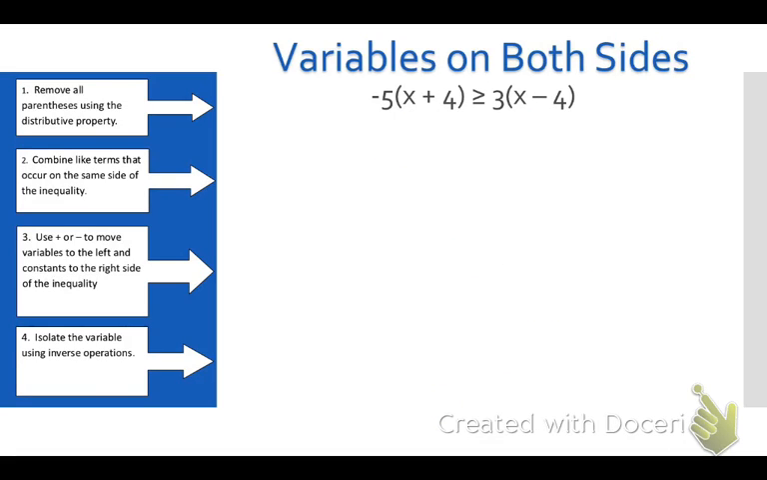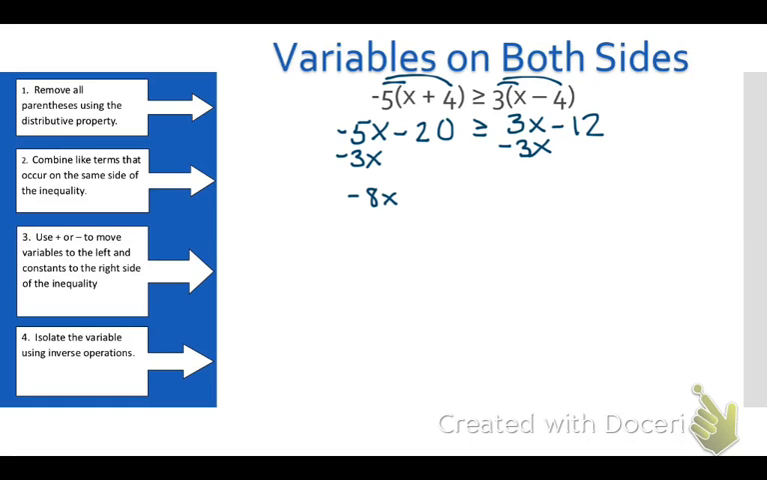In this next one, where I do variables on both sides again, but I have parentheses this time, I'm going to begin by distributing, which gives me negative 5x minus 20 is greater than or equal to 3x minus 12. Again, variables to one side, so I'm going to subtract 3x, which results in negative 8x minus 20 is greater than or equal to negative 12. Add 20, which results in negative 8x is greater than or equal to 8.